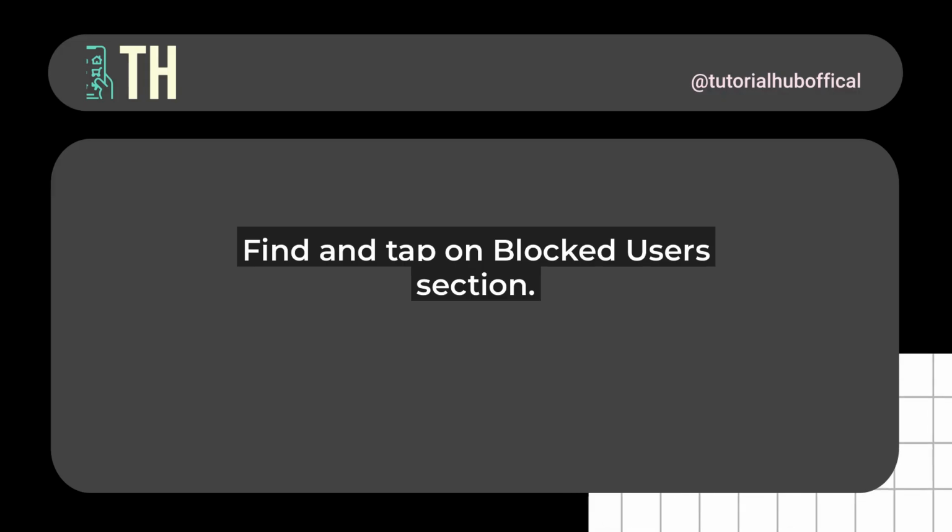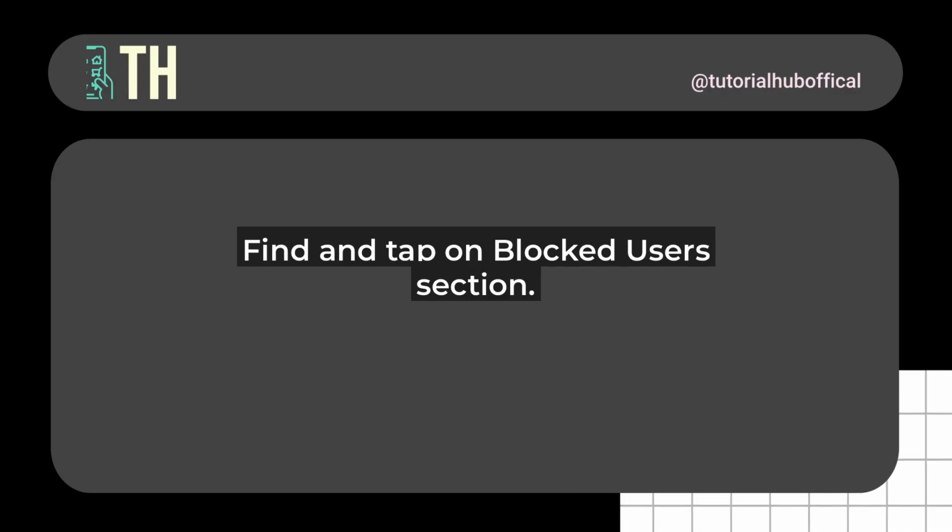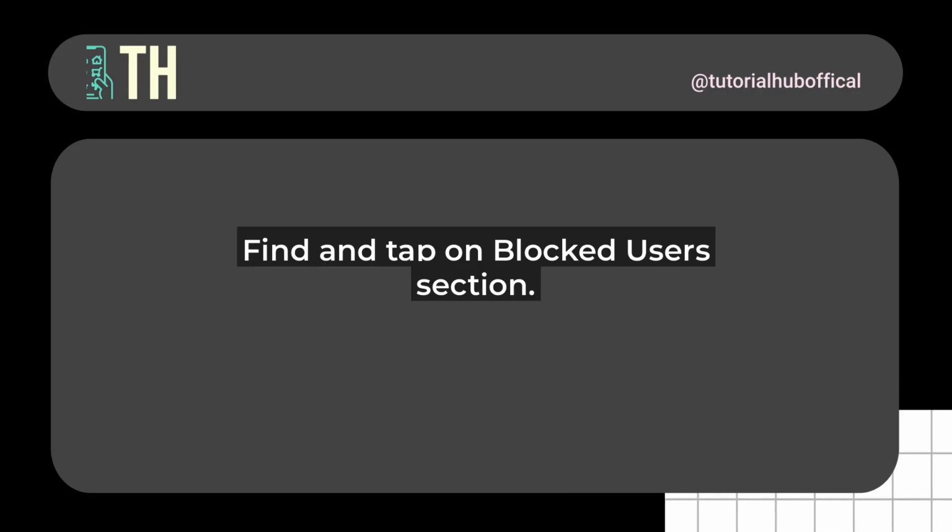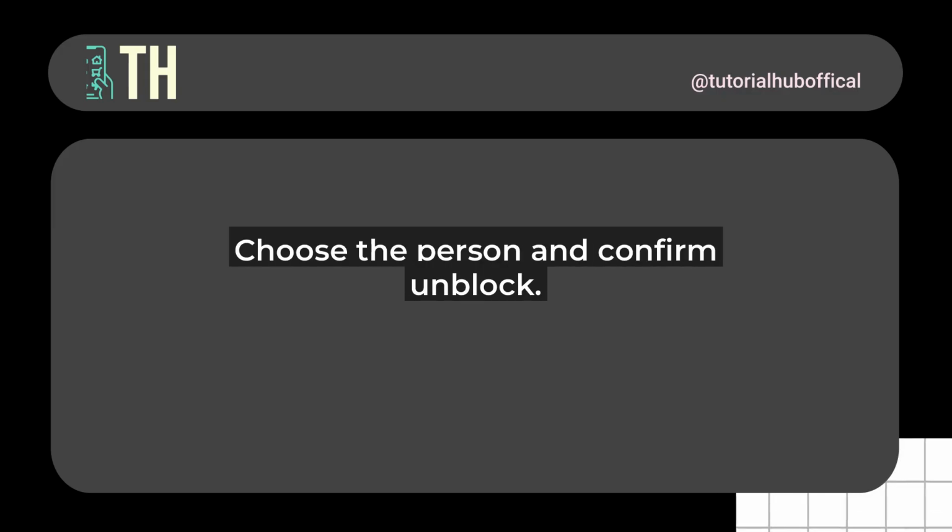Now, here's where the magic happens. Scroll through the list and find the person you want to unblock. Tap on their name or profile, and you'll see an option to unblock or remove from blocked list. Confirm your action when prompted. Bumble might ask for a quick verification to prevent accidental changes. And just like that, they're unblocked.